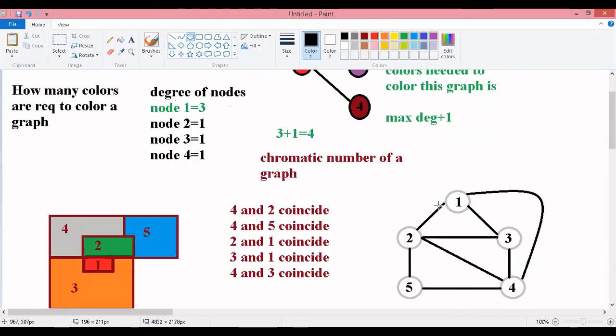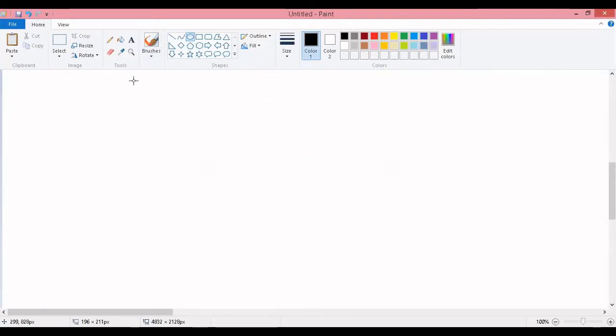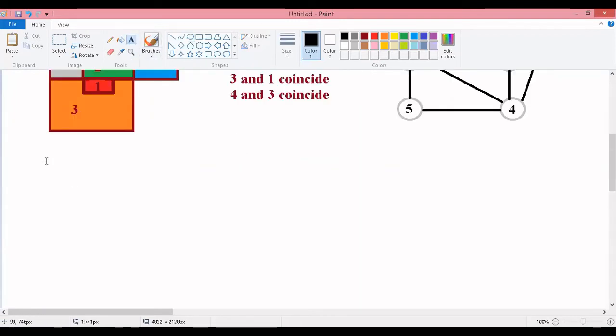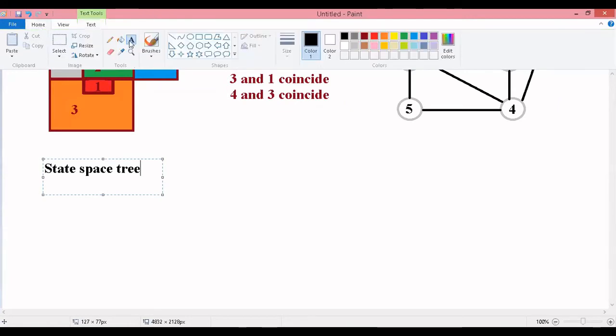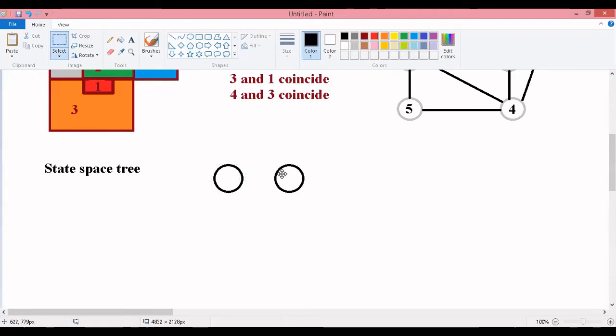Now, telling all this basic information, the next thing I will teach you is to draw a state space tree for this graph. You need to draw a state space tree for this particular graph. That is what I will teach you now using backtracking.